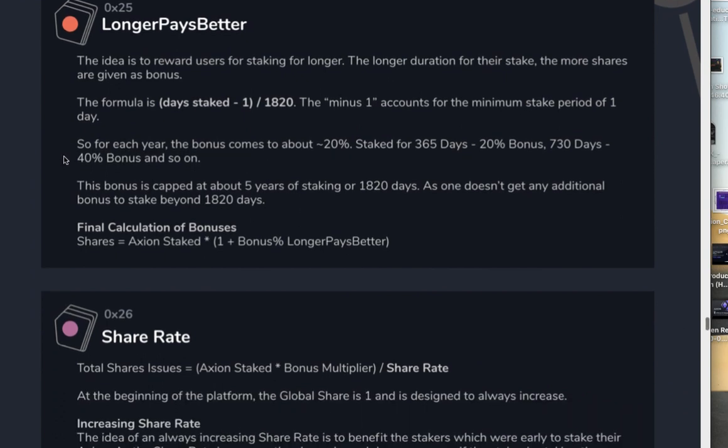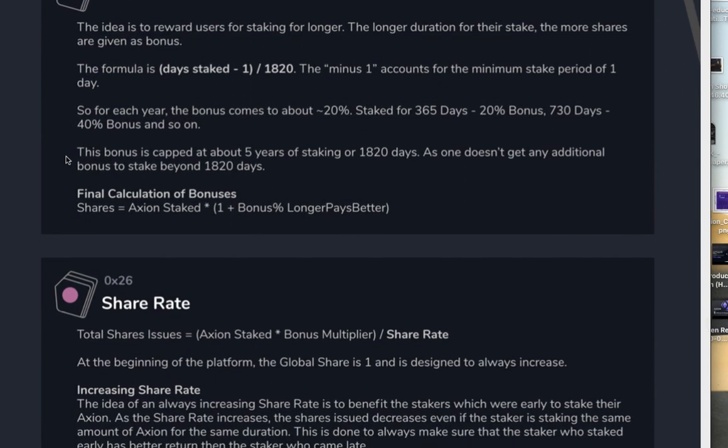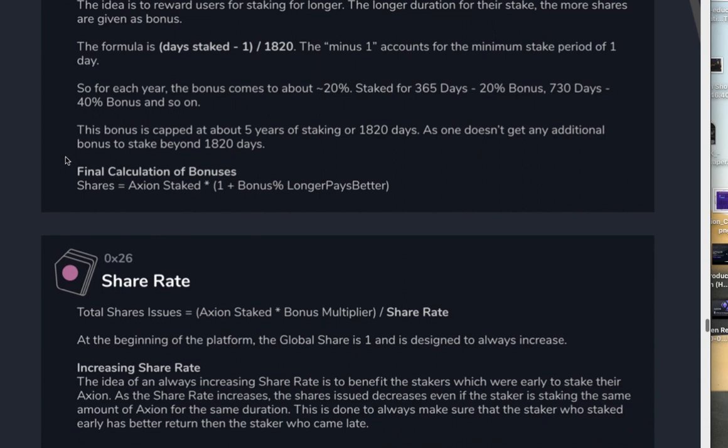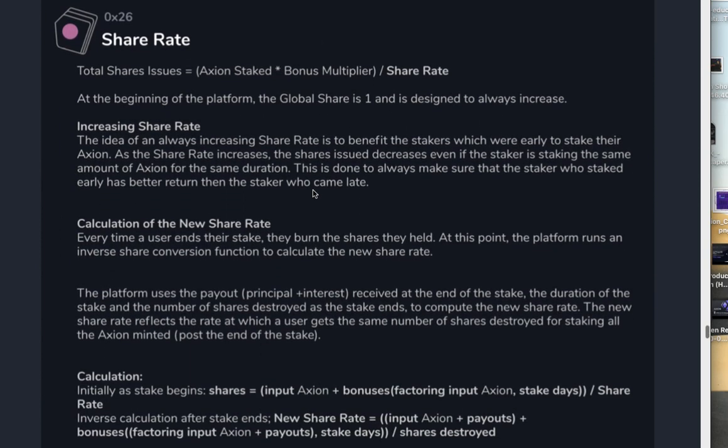The formula is days staked minus 1 divided by 1820. The minus 1 accounts for the minimum stake period of 1 day. So for each year, the bonus comes to about 20%. Stake for 365 days, there's 20% bonus, 730 days, 40% bonus, and so on. The bonus is capped at about 5 years of staking, or 1820 days, as one doesn't get any additional bonus to stake beyond 1820 days. Okay, so very important to know that. So the final calculation for bonuses is the shares equals Axion staked times 1 plus the bonus percentage. Longer pays better.